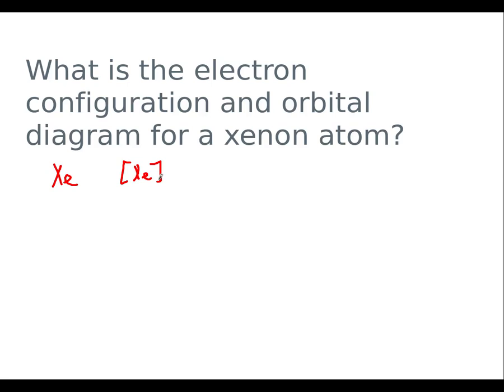Turns out we can't do that because the rule actually says if we're going to do our condensed structure, we use the next previous noble gas. So that's what we're going to do. I'm going to erase this. Xenon, to actually do it, I need to back up on the periodic table to the next previous noble gas, which is krypton.